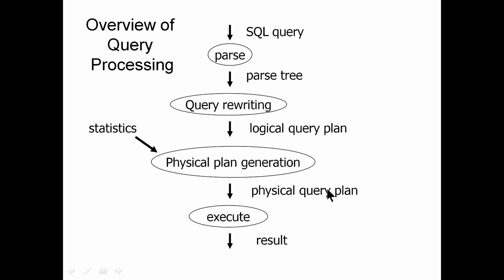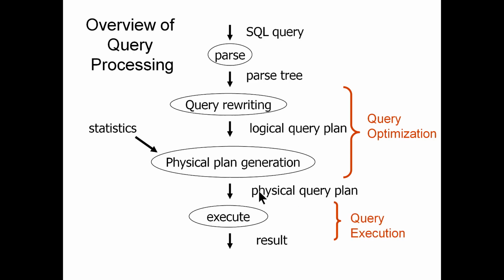Please remember these four steps are very important in query processing: parse, query rewriting, physical plan generation, and execute. Query optimization actually takes place between query rewriting and physical plan generation. And finally, query execution takes place between the physical plan and the result.